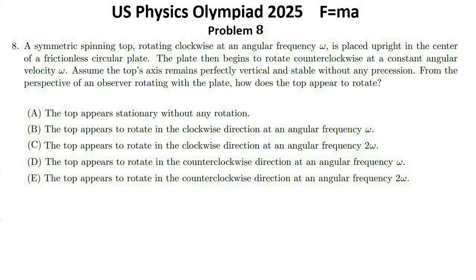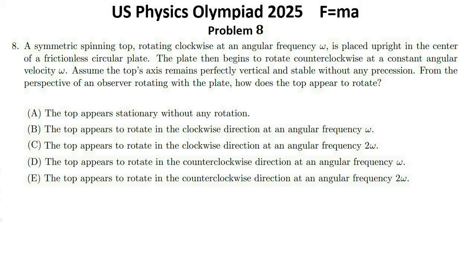Solution for problem number 8. When the plate begins to rotate, it does not exert any torque on the spinning top as the plate is frictionless, thus there are no external forces acting on the top that could change its angular momentum. As a result, the top's angular velocity in the lab frame remains unchanged.